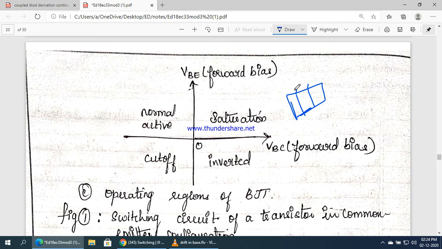So if this is forward bias, that is one operation. If this is forward bias and this is reverse bias, that is the second region of operation, and this is reverse bias and forward bias. There are 4 configurations we can obtain from this BJT. If both the collector-base junction and the emitter-base junction are forward biased, that we call the saturation region, that is completely the on state.